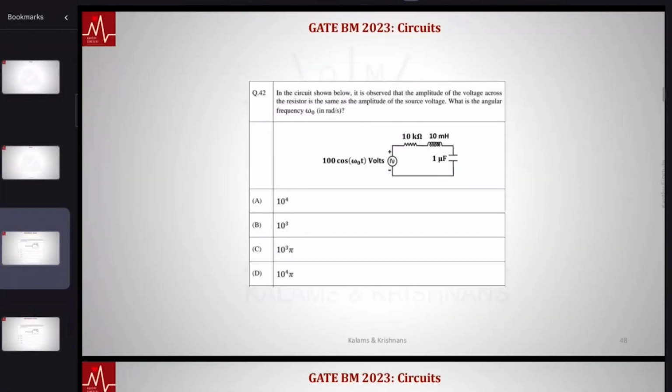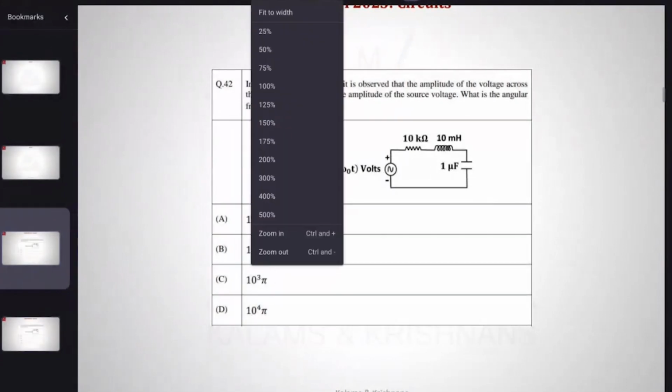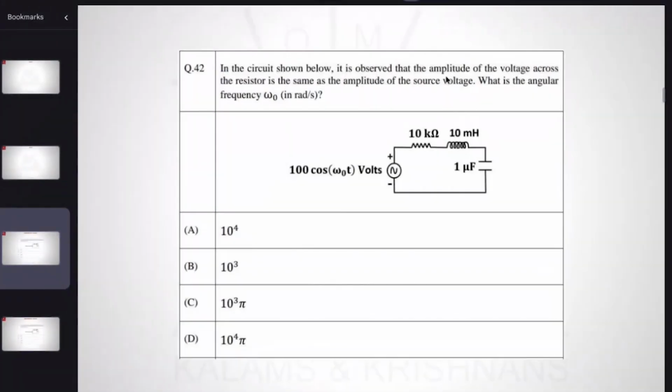Okay, what we seem to have is an RLC circuit, right? Let's zoom this. In the circuit shown below, it is observed that the amplitude of the voltage across a resistor is the same as the amplitude of the source voltage. What is the angular frequency omega naught in radians? Notice it's actually a second order circuit. You have a resistor, you have an inductor, you have a capacitor. But this is fairly easy to answer.